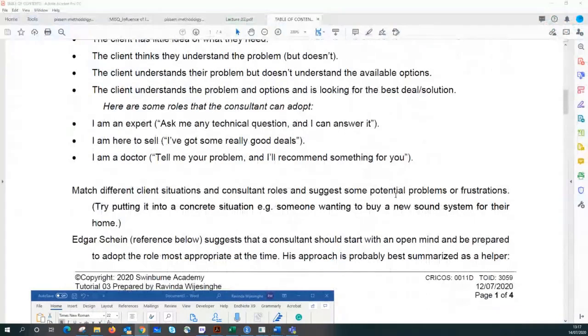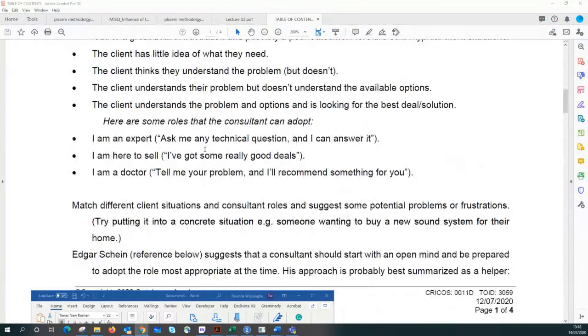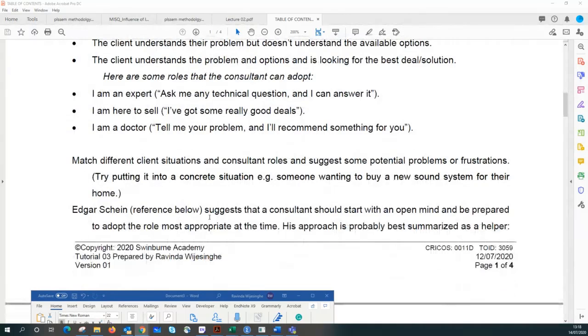So what the question is asking is that we need to match the different client situations, the 4 client situations and the roles, and suggest some potential problems of frustration. Try putting it into a concrete situation, for example, someone wanting to buy a new sound system for their home. Edgar Schein, referenced below, suggests that consultants should start with an open mind and be prepared to adapt to the role most appropriate at the time.